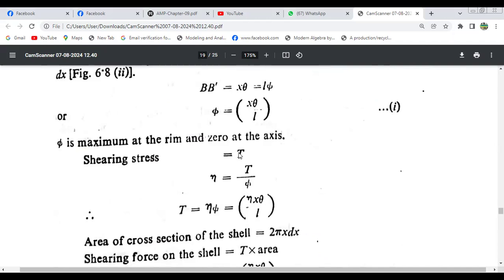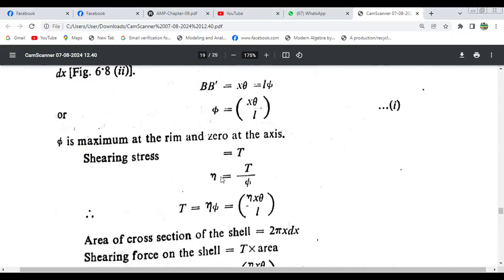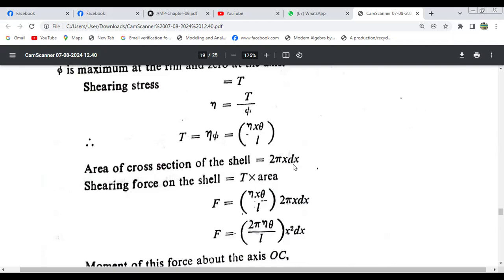Shearing stress will be capital T, it equals T by phi. So capital T equals this, and area of the cross section will be 2 pi x dx. This is the area. 2 pi x means what? Actually circumference of the circular portion, and this is the thickness dx. This is why area. So shearing force on the shell will be capital T per unit area. That means capital T into area.